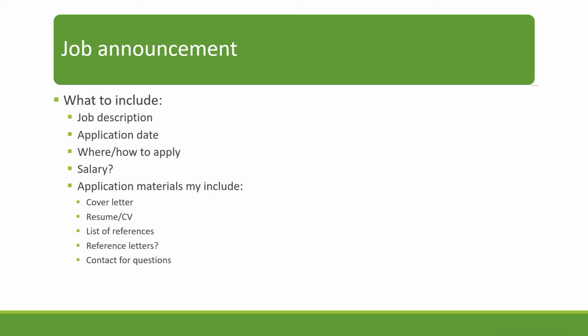In the job announcement, besides the job description and all that, it's important to include the application date. What's the deadline to apply? I've seen job ads that don't include that, so you've got to make sure. Also, where and how to apply. We recently had a job ad out, and I got some questions, and I realized that the job ad for the faculty position didn't actually say if we wanted paper copies to be mailed or if it should be emailed, etc. It wasn't as clear.